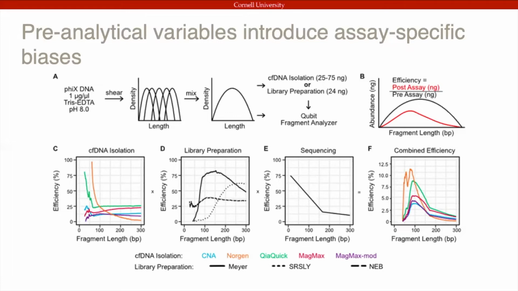We also see that for library preparation, our 2 single-stranded protocols, the Meyer, which I introduced previously, and the SRSLY kit, also had some relationship between the fragment length and the efficiency of recovery, whereas the NEB, which was our double-stranded library preparation, was relatively insensitive. And so for each overall sample preparation, we can describe an overall transfer function by taking the product of the efficiency curves for cell-free DNA isolation, library preparation, and sequencing. An example of what that combined transfer function looks like is shown here on the right.